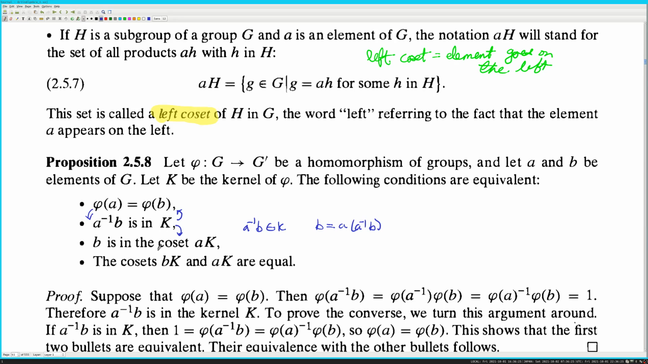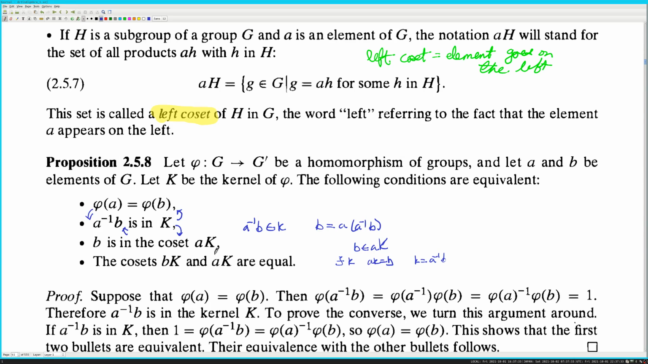The cosets bK and aK are equal. So maybe we can, how do we get from b is in the coset aK to a inverse b is in K? Let's think about that. Let's start with b is in aK. Then there exists some k where ak is equal to b. That's what that means. And so little k is equal to a inverse b. Duh. Okay, yeah, so I can see how this implies this.